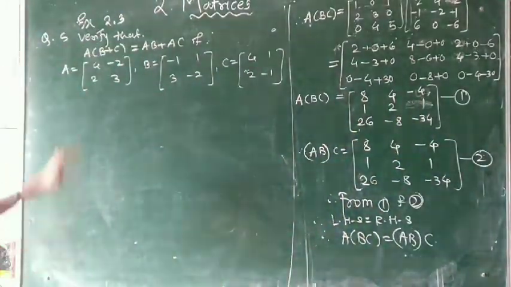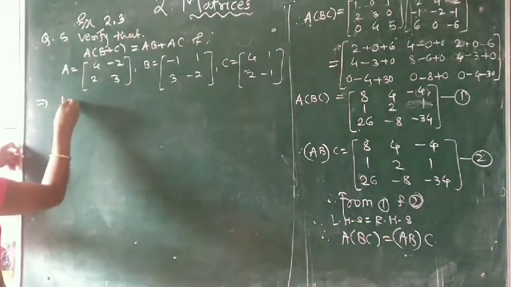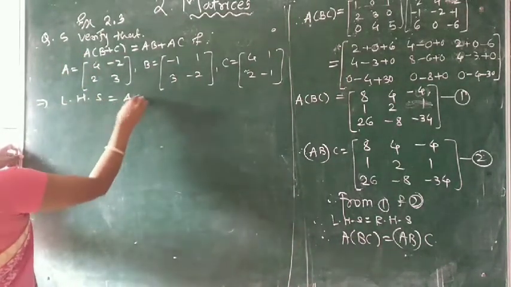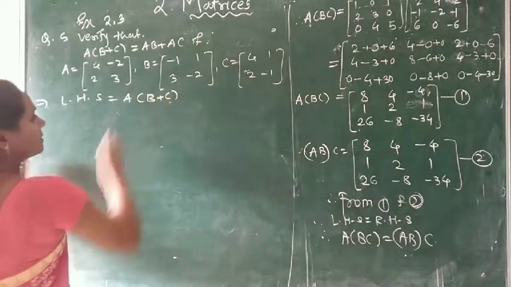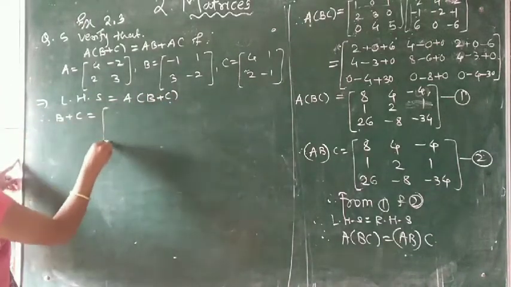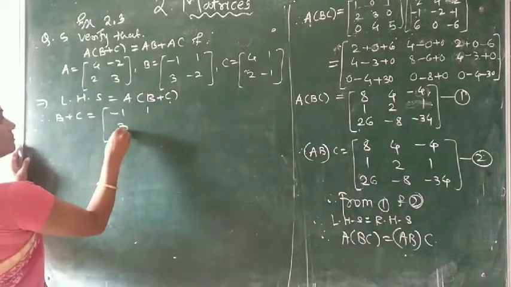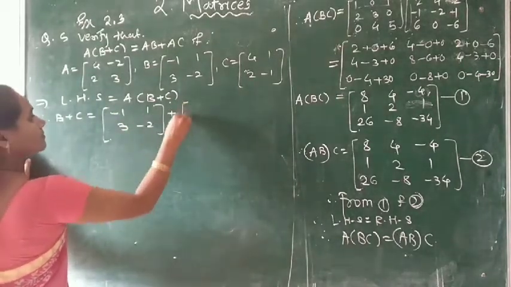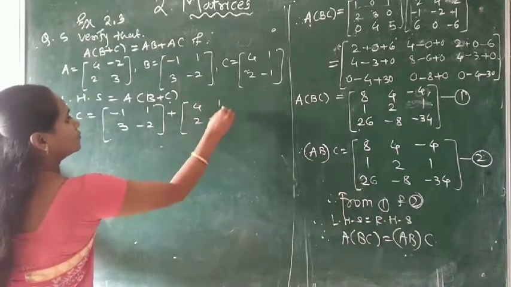So we have to prove this. Take LHS first. First take B plus C. Therefore, take the addition of B and C: [-1 1; 3 -2] plus [4 1; 2 -1].